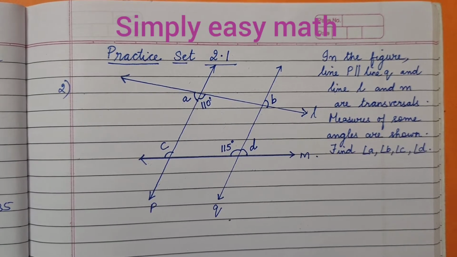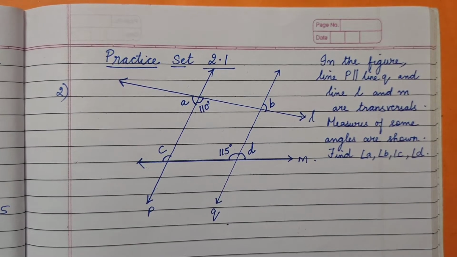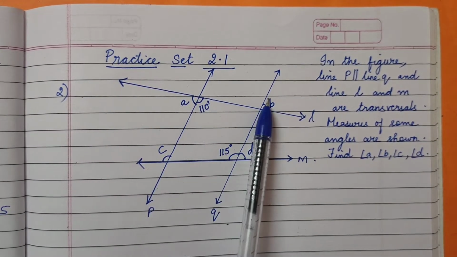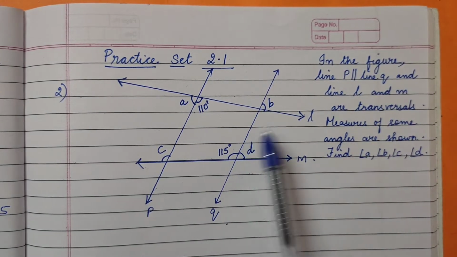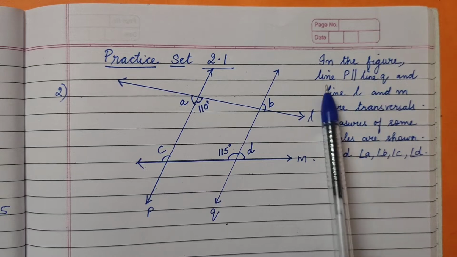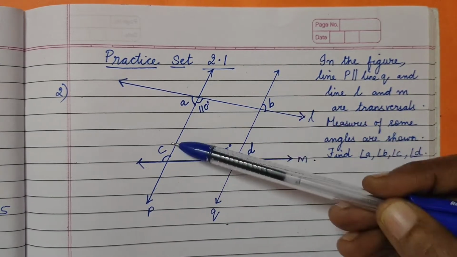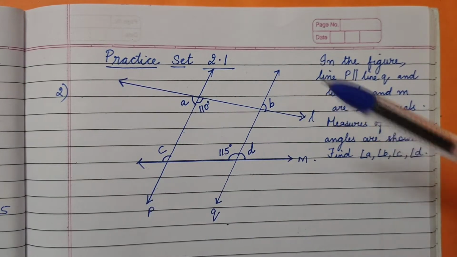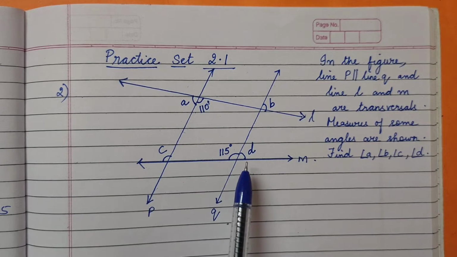Hello students, we are in the chapter Parallel Lines and we are going to do the remaining sums of practice set 2.1. This is the figure, and the question says: in the figure, line P is parallel to Q. See, these are the parallel lines. P and Q are the parallel lines and L and M are the transversals.